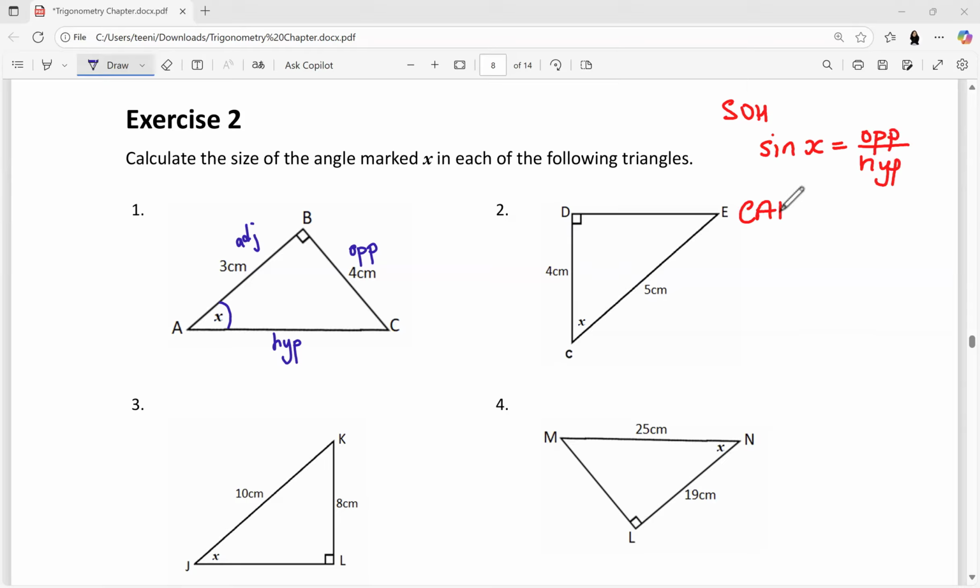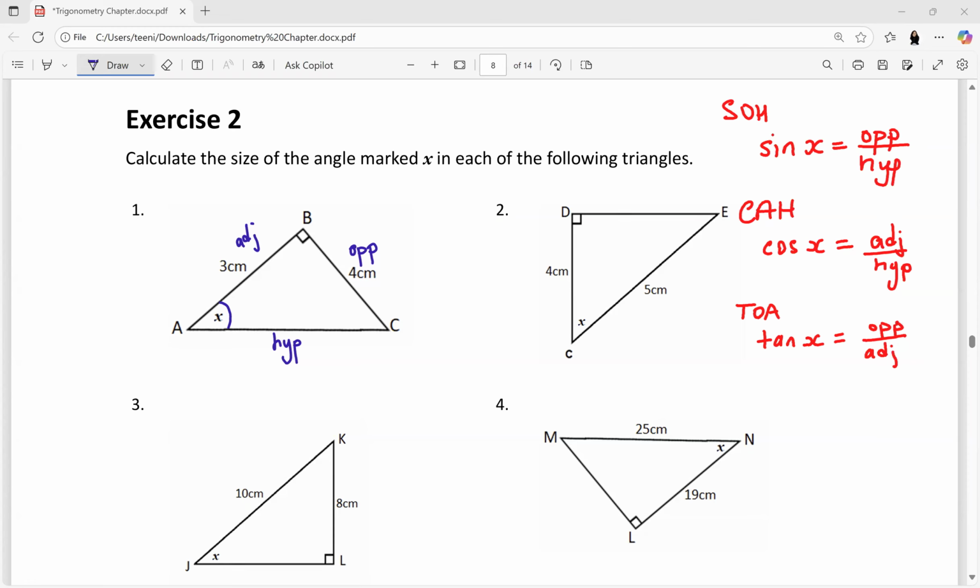CAH is the cosine of the angle, and that's equal to the adjacent over the hypotenuse. And then finally, TOA is the tangent of the angle, and that is equal to the opposite over the adjacent. So I'm putting it there for your reference while you work.